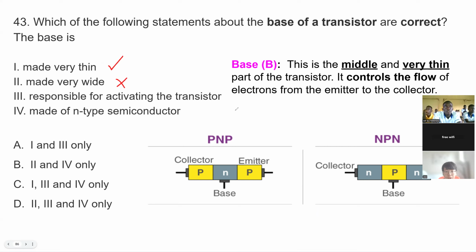It controls the flow of electrons from the emitter to the collector. Yes, actually that is right. So it is A. It is very thin and it's not very wide. And yes, it is responsible for activating the transistor, but it is not really made out of N-type semiconductors. So it is A.